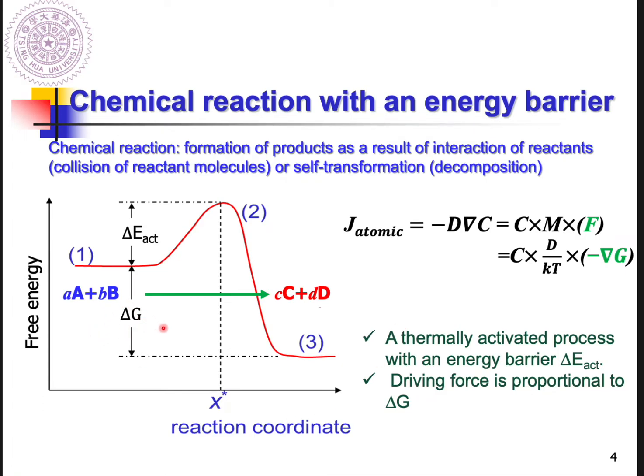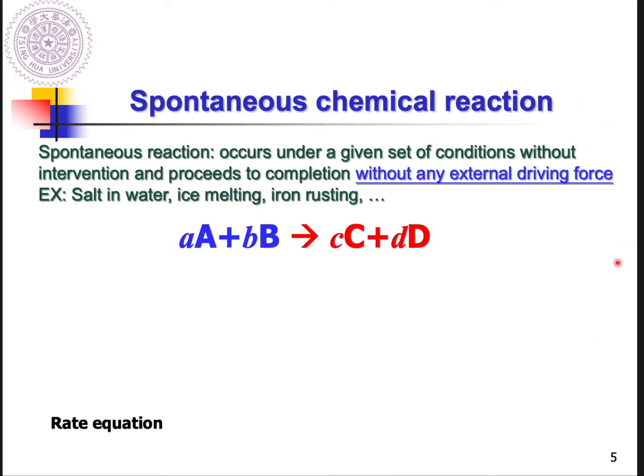Based on lecture 1, we know the atomic flux equals mobility times concentration times driving force. So the driving force here is the minus Gibbs free energy gradient, right?